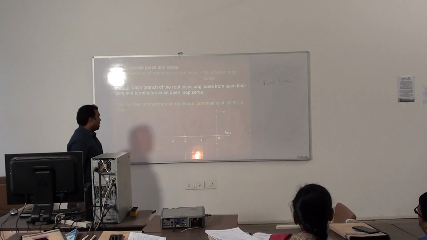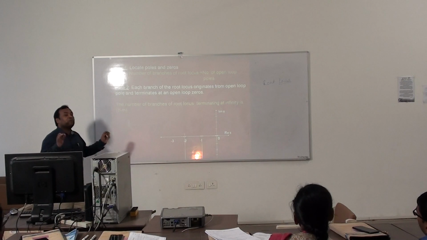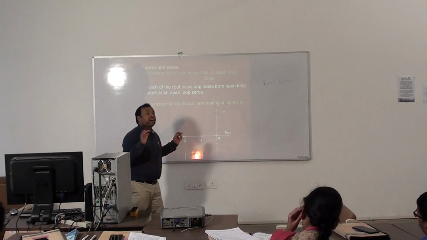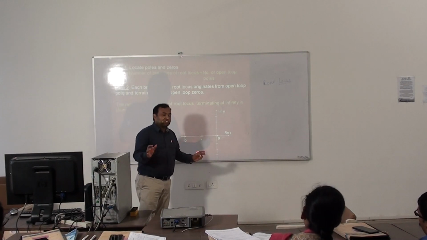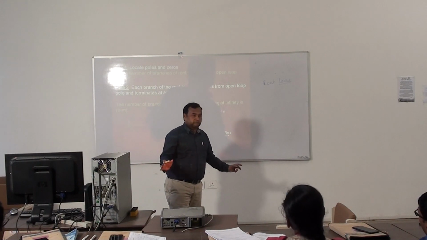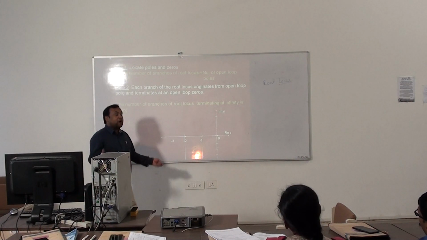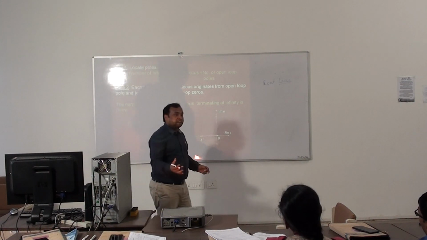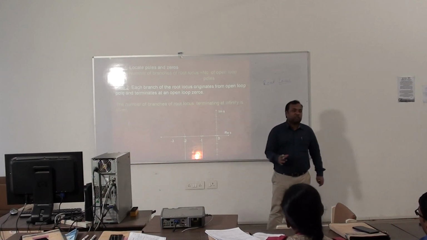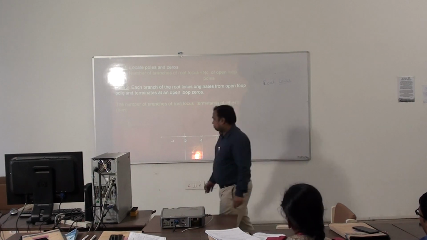So now we will move towards drawing the root locus. How can we draw the root locus for a given transfer function, or rather from the given open loop transfer function? If the open loop transfer function is given, then okay. If it is not given, then as I mentioned in the time domain analysis concept, we can find the open loop transfer function from the given closed loop transfer function.